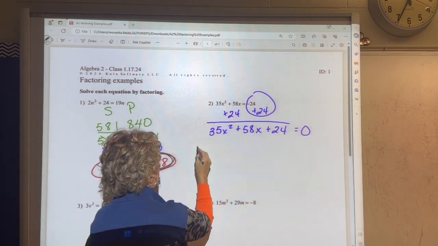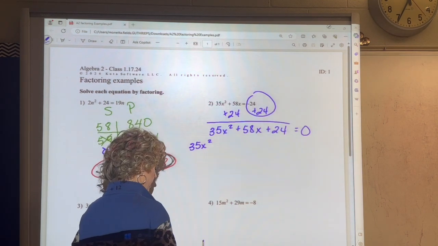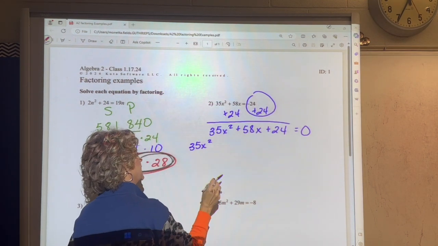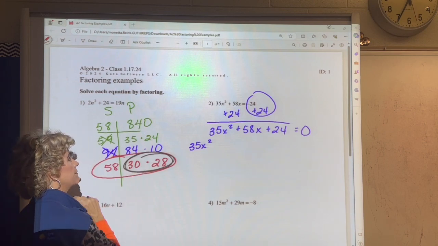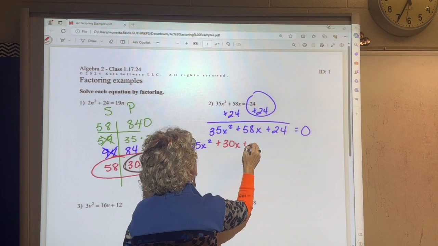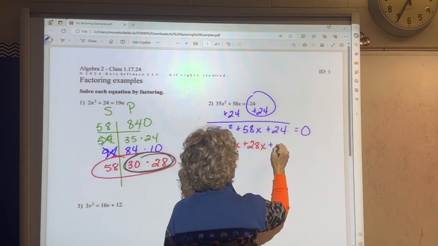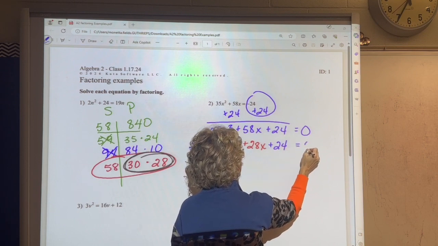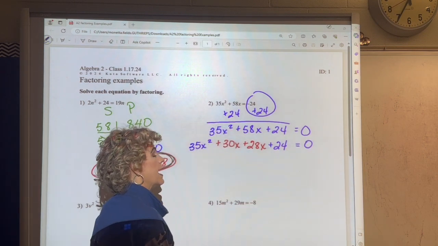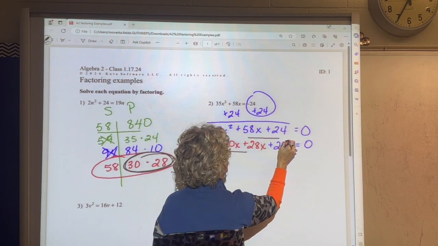So I'm going to rewrite it. I have 35x squared. My linear term is being replaced with what I found in my sum and product chart, plus 30x plus 28x. Those are the things I replaced, plus 24 equals 0. So now I group. I group the first two, I group the second two.